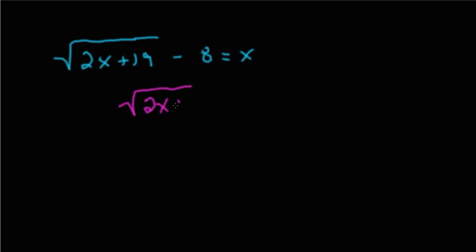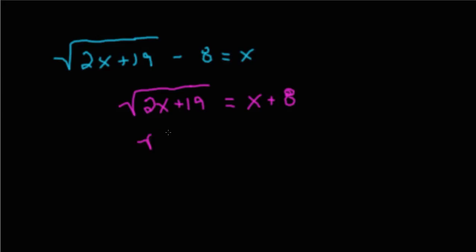We don't want to square it right off the bat because then you'll still end up with a radical equation. If you were to do that, you'd have the square root of 2x plus 19 minus 8 squared, which would give us 2x plus 19, and then a minus 16 times the square root of 2x plus 19. We don't want to do that because the idea is to get rid of this radical sign. So we'll make that equal to x plus 8 by adding 8 to both sides of this equation.